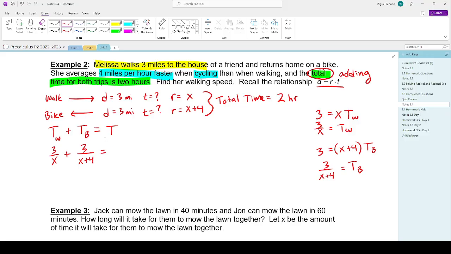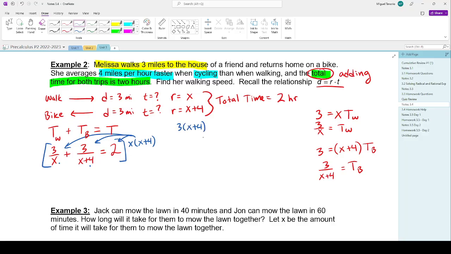And then capital T, which is our total time. Remember, we said that that was 2 hours. So now we have a rational expression that we can work with. Same thing as before. I'm going to find my GCF, which is going to be X times X plus 4. And we're going to multiply it straight into the equation. So when we multiply it to the 3, the X reduces. We're going to be left with 3 times X plus 4.